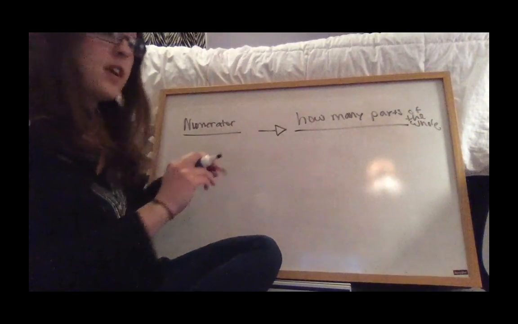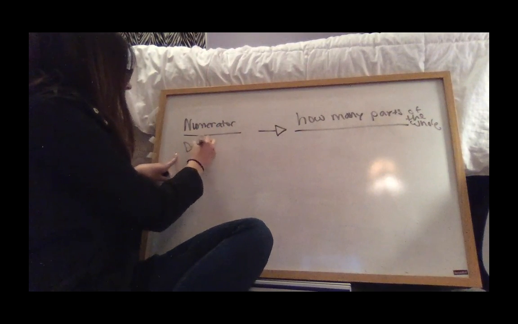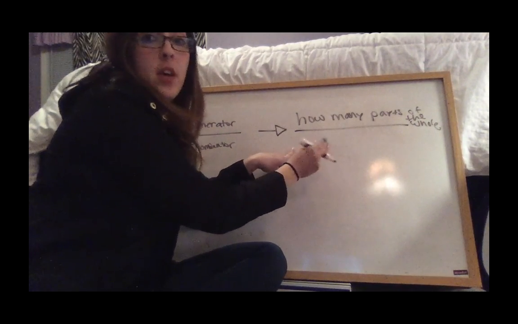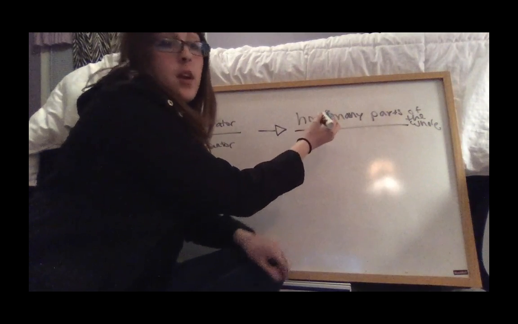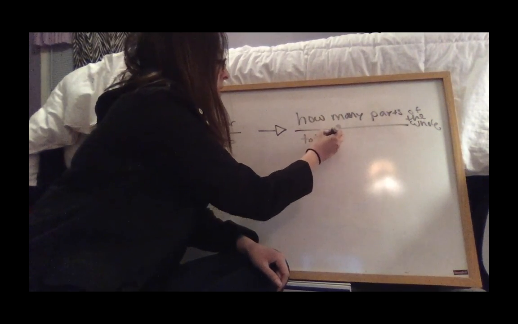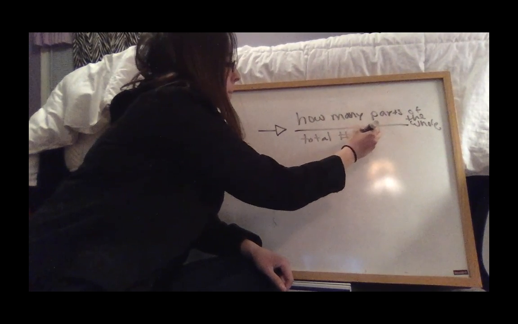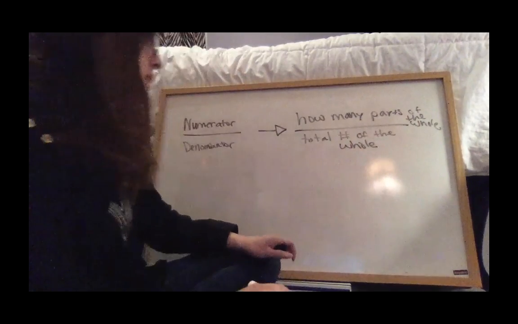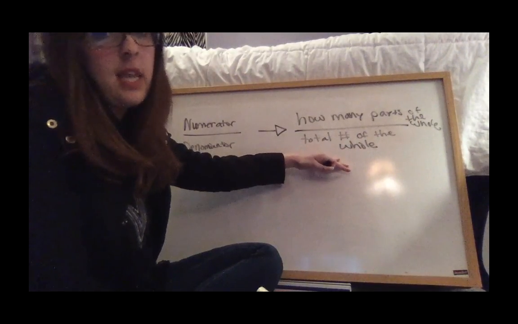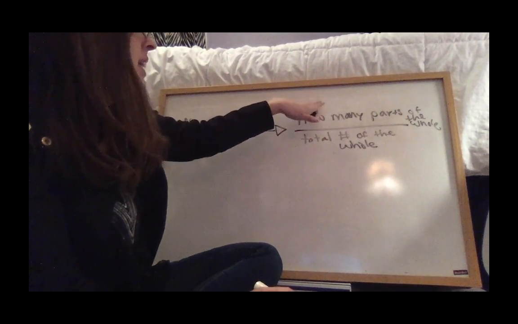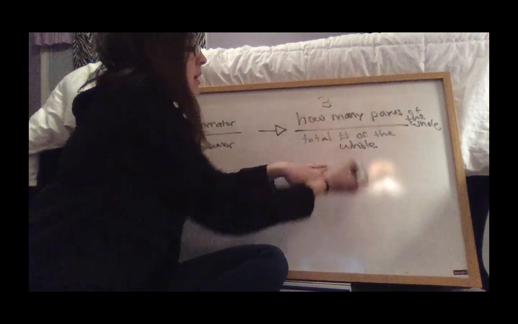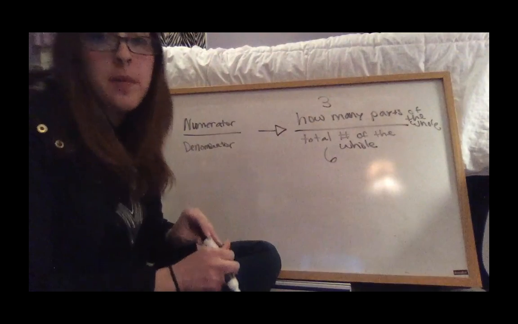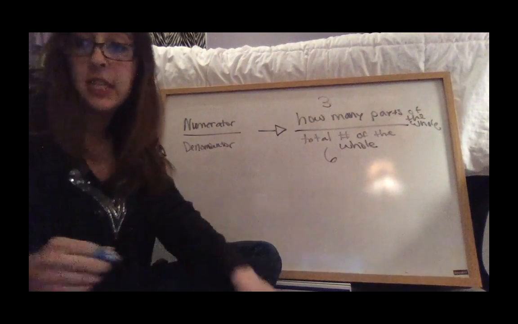Then our second part of the fraction is our denominator, which goes on the bottom. And this tells us the number in the whole. So the total number that is contained in our whole. So let's say our pizza had 6 slices, and our fraction has shown us that we are eating 3 of the 6 slices. So your 3 would go up here, but your whole pizza has 6 slices, so it would go down here. So this is just a refresher to remember our parts of our fraction from our previous lessons.